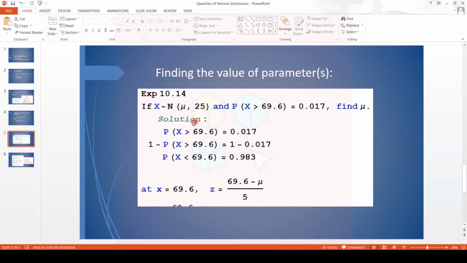So the solution involves, first of all, considering this probability: probability X greater than 69.6 is equal to 0.017. I subtract the probability from 1. Whenever 1 minus probability X greater than 69.6, it will be converted, and this expression can be written in this form: probability X less than 69.6 is equal to 1 minus 0.017, which is 0.983.